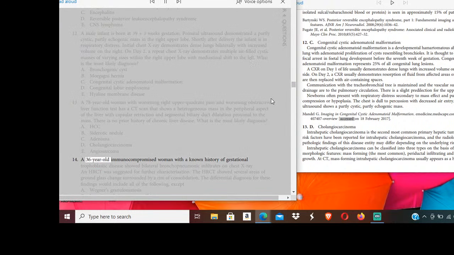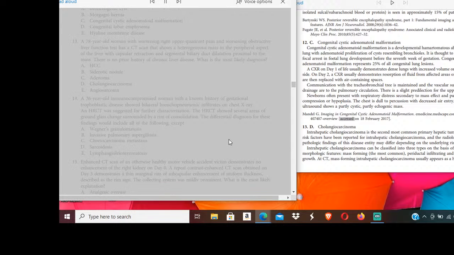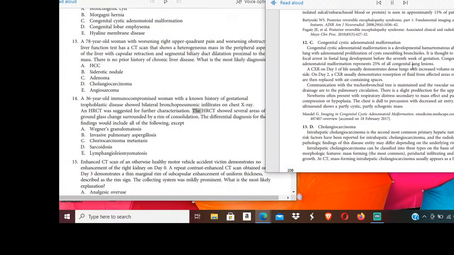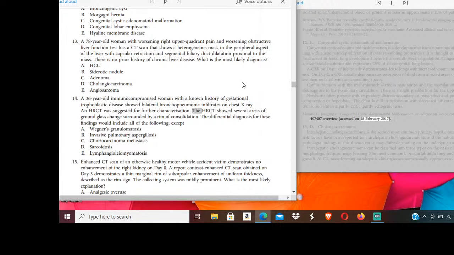14. A 36-year-old immunocompromised woman with a known history of gestational trophoblastic disease showed bilateral bronchopneumonic infiltrates on chest X-ray. An HRCT was suggested for further characterization. Accessed on February 18, 2017.